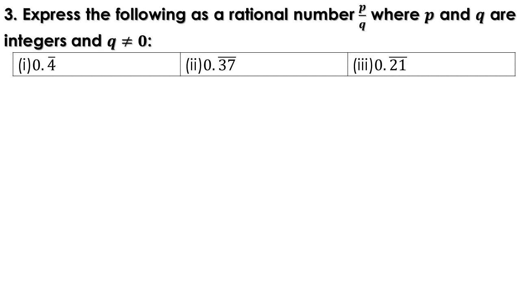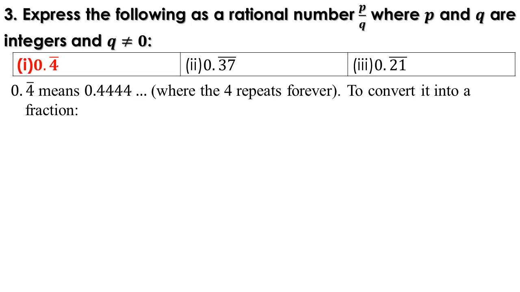Question 3. Express the following as a rational number p/q, where p and q are integers and q does not equal 0. 0.4 bar, 0.37 bar, 0.21 bar. First, let's take 0.4 bar. This means that the digit 4 keeps repeating forever.